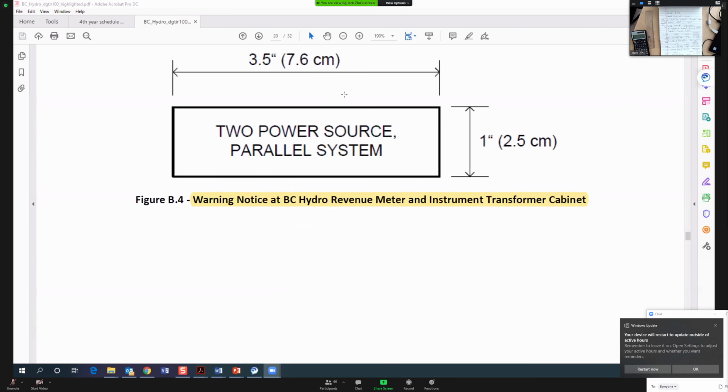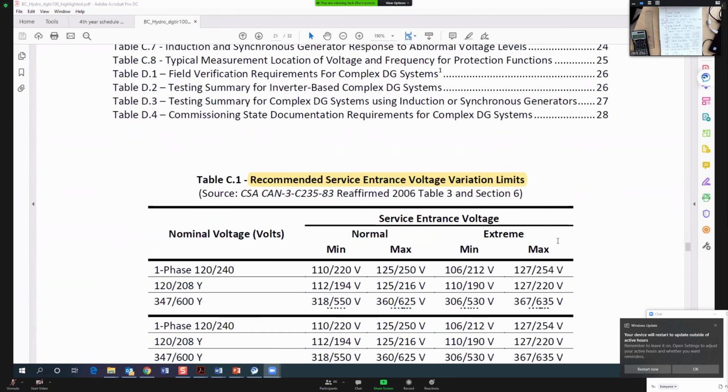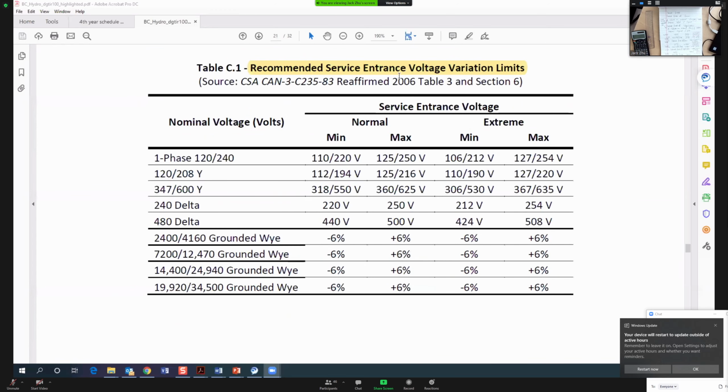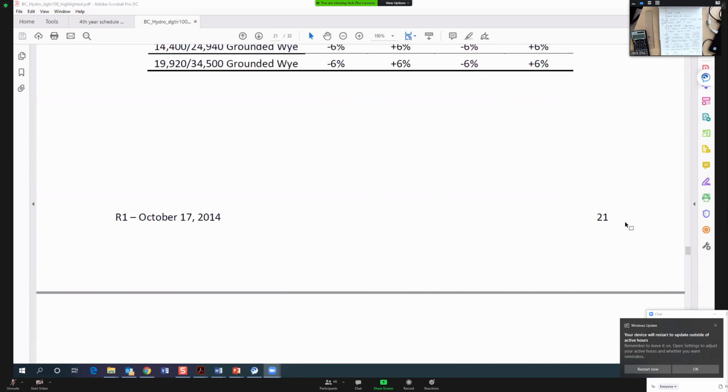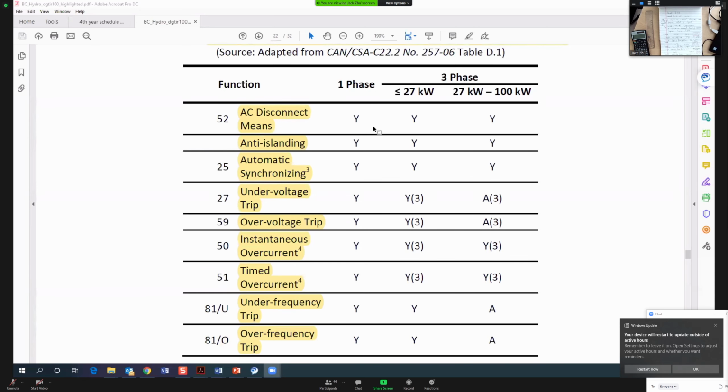Warning label, the size of the warning label. Service entrance voltage variation limit. So if you're providing single phase 120/240 volts, what's the minimum voltage? What's the maximum voltage? This table will give you all the detail. Interconnection protection functions required for inverter-based systems: depending on single phase or three phase, what's the rating, what type of function you have to provide.